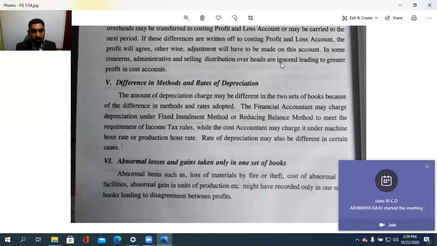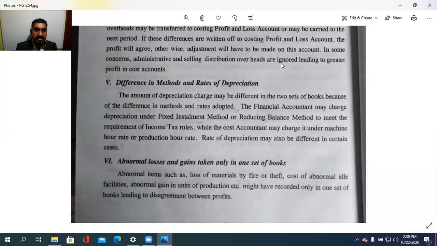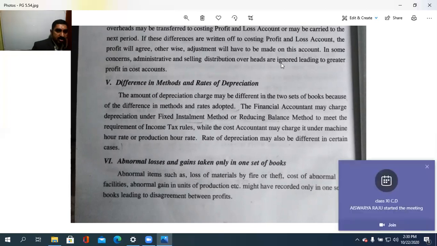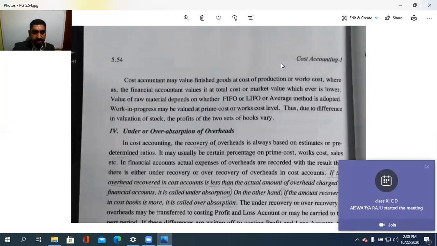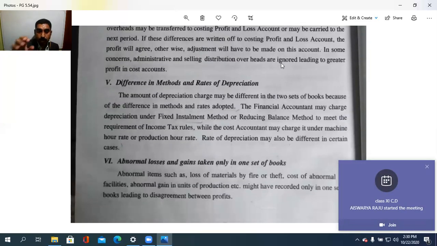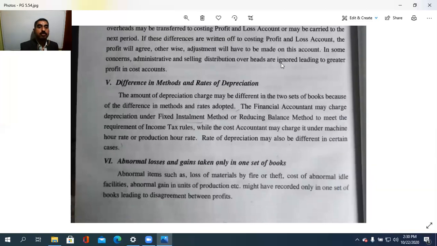financial books. So maybe one is purely financial charges or financial incomes or appropriation of profit. That is, the items that are to be taken only in financial accounts. Okay. Another one is items that are to be recorded only in cost accounts, isn't it? And third is adoption of different methods for what is that? Stock valuation. Okay. And then under or over absorption of overheads. Then difference in calculation of depreciation in case of both the books. And finally, abnormal gain or abnormal loss taken in any one of the books.